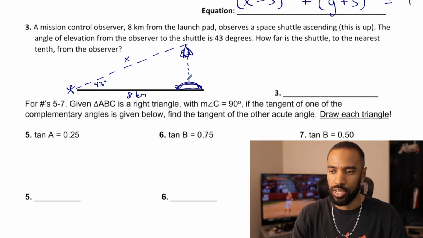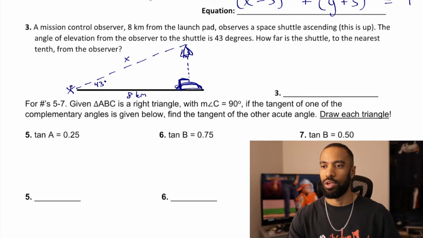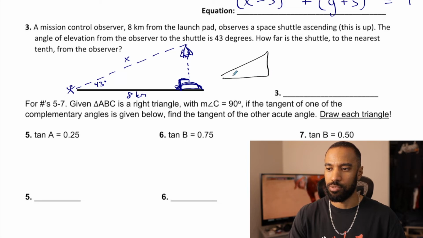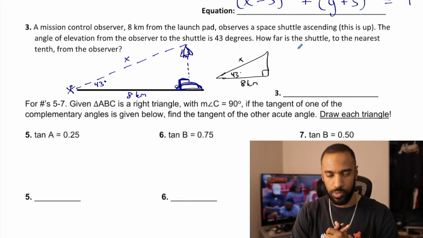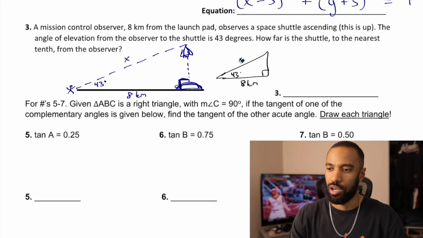Now, the other thing I'm missing here is that since this is going straight up and the ground is horizontal, this is a right angle being made here. So we have a right triangle. Basically, without all the fancy stuff, we have a right triangle with 43 degrees, not drawn to scale, 8 kilometers, and x. And we've got to solve for x. That's what's happening. So, how do we solve?